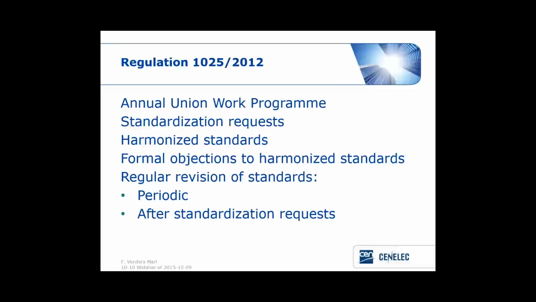Regarding Regulation 1025, we are going to see some examples of the annual Union Work Programme. We are also going to see some examples of standardization requests. And we are going to see the definition of harmonized standards. Also, we are going to see that Regulation 1025 foresees, in some cases, that standards do not cover sufficiently the essential requirements in a directive. There are some mechanisms called formal objections, which ensure that we start the process to revise the standard in order to ensure that the standard fully covers the essential requirements of the directives.